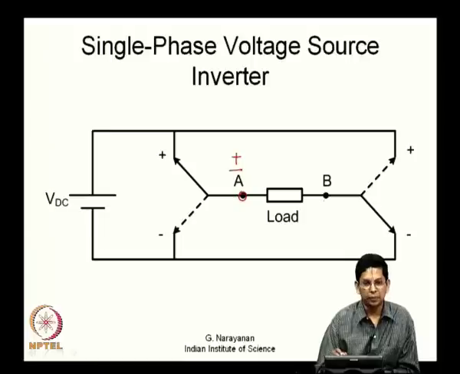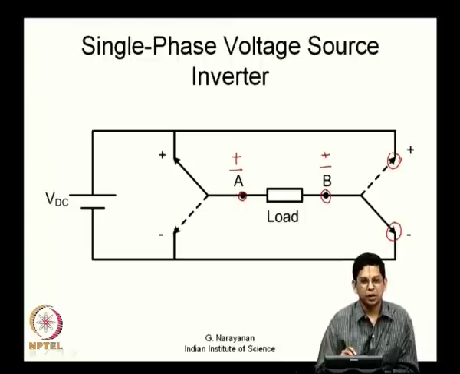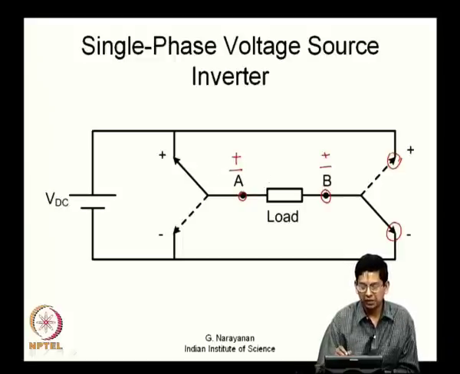Similarly, you have B. This B is another single pole double throw switch. The pole of that switch is connected to the other load terminal B, and the two throws are connected across the DC supply. So, B can also be positive or negative. It can be connected to the positive bus or the negative bus, and so you have all these combinations. A can be positive, B can be negative, which would mean you can have plus VDC applied across the load. A can be negative, B can be positive, which means you can apply minus VDC across the load.